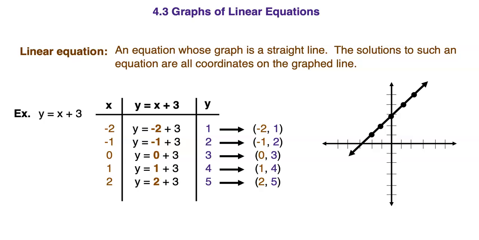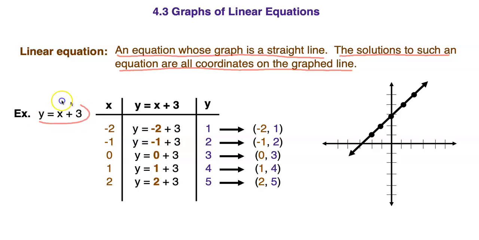Today's lesson is on graphs of linear equations. It's lesson 4.3. So a linear equation is an equation whose graph is a straight line. So when you graph it, it'll form some form of a straight line, whether it's diagonal, horizontal, vertical. And the solutions to an equation are all coordinates on the graph line.